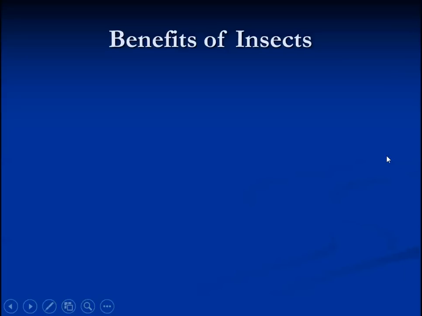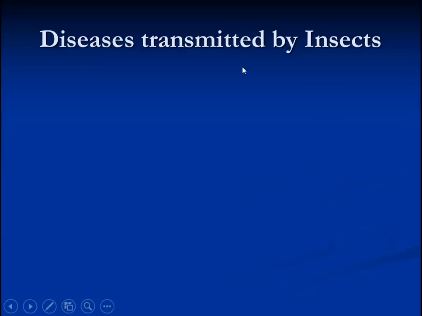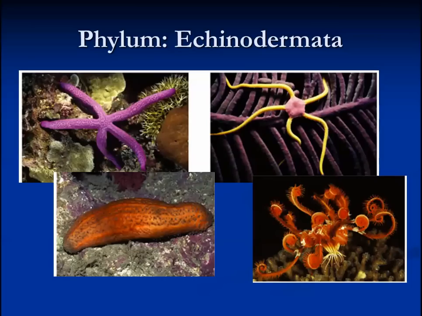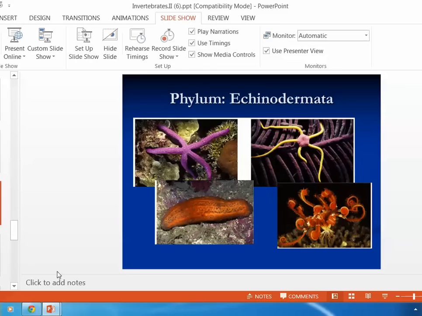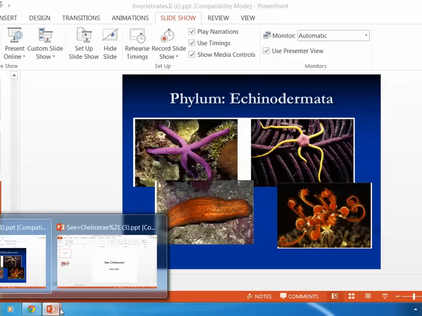I'll let you read on your own about the benefits of insects while you're working through your study guides, and make sure you know diseases that are transmitted by insects. When you read about these, some of these should sound familiar because we covered some of these when we looked at the protists. Now, before we go on to our last phylum, I will go back and pull up the Chelicera slide.